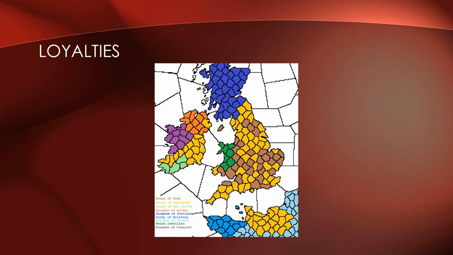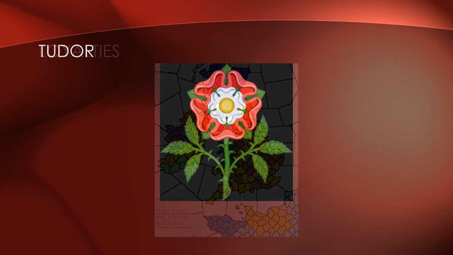And then the Duchy of Brittany is down below, as well as the Kingdom of France, which did support the Lancasters. And then there was also the Welsh Rebellion going on at the same time, because the Welsh believed they had the right to their own independence. And there was also the Kingdom of Connacht in the western part of Ireland. So you can see where the loyalties lie here on this fabulous map, and how the different parties supported each other.